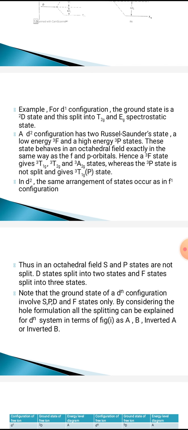When you consider the d2 configuration, the d2 configuration has two ground states, 3F and 3P. 3F lies at the lower energy and 3P at the higher energy. And in the octahedral state, the 3F state gets split into 3T1g, 3T2g and 3A2g states, whereas the 3P state does not split and gives rise to only one state, that is the 3T1g(P) state.